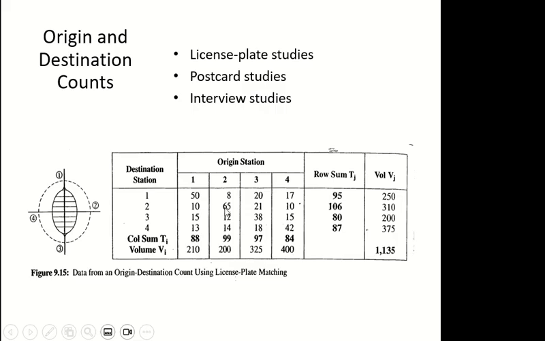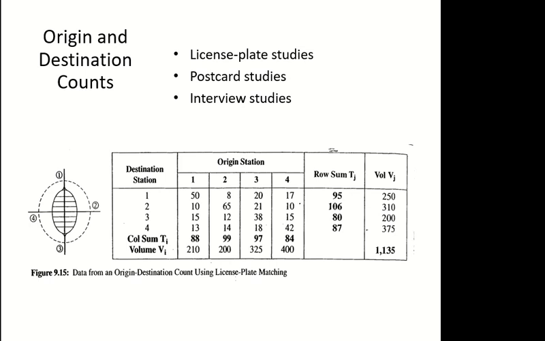Okay, so how do I combine these numbers? So how do I make these numbers same? Because the sample should reflect the actual, right? So I have to make them same. So we call it calibration of the origin destination matrix. So the table of the sample is called OD matrix, origin destination matrix. So I need to adjust the origin destination matrix.